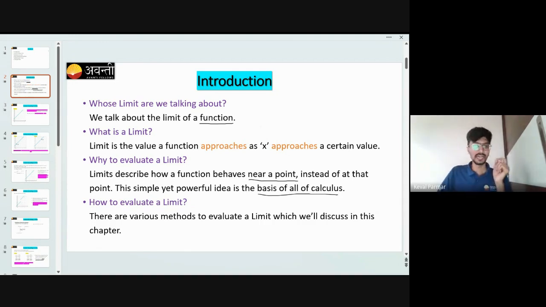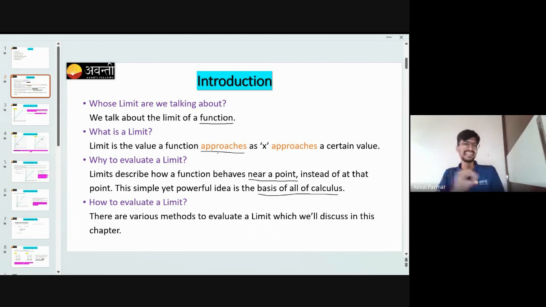And last question, how to evaluate a limit? This whole chapter is based on that only. We'll see how to evaluate a limit in this chapter. So I hope the outline of the chapter is clear: what are we going to do in this chapter? So let us understand what approaches means.